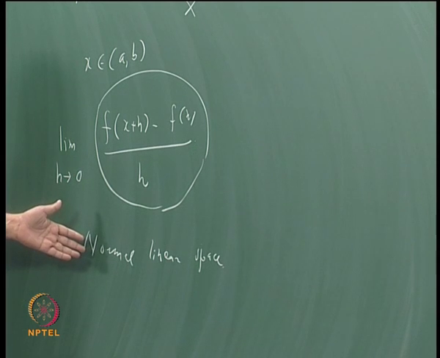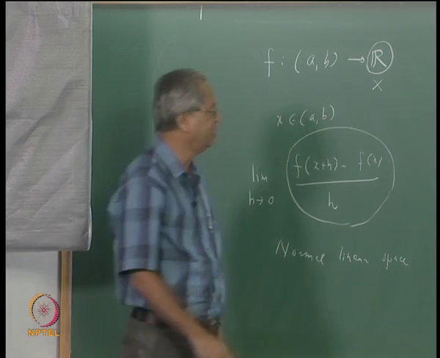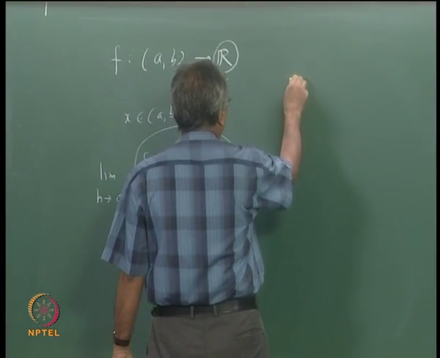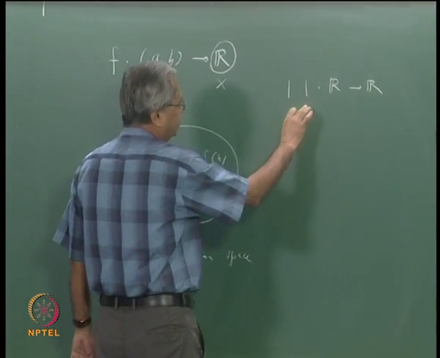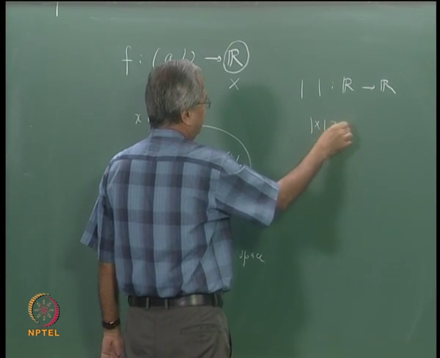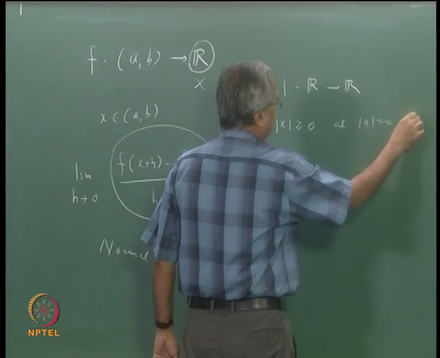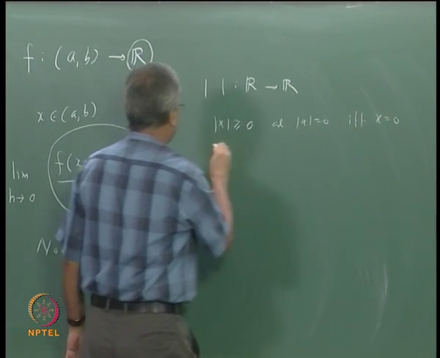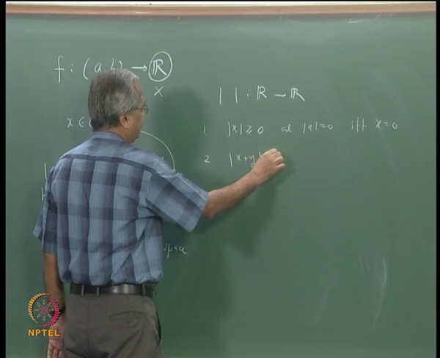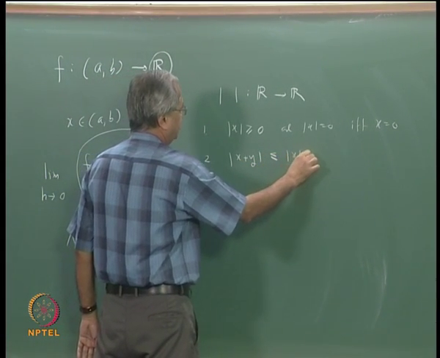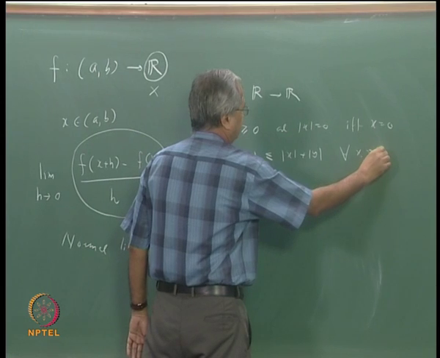That function norm leads to a metric. So this norm is something like the absolute value in the real numbers. In the case of real numbers, suppose you take this function from R to R, the absolute value, then what are the properties of this function? We know that the absolute value of x is always bigger than or equal to 0, and it is equal to 0 if and only if x is equal to 0. That is one thing. And the second thing that you know is that |x+y| is less than or equal to |x| + |y| for all x, y in R.